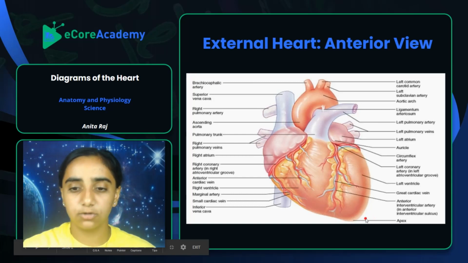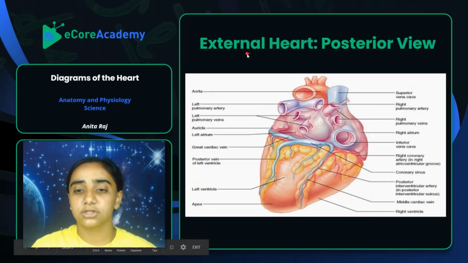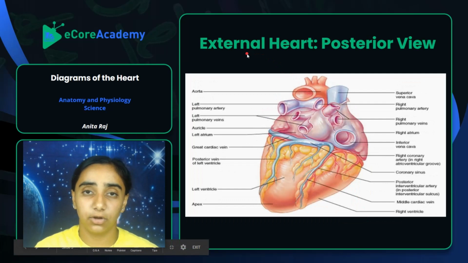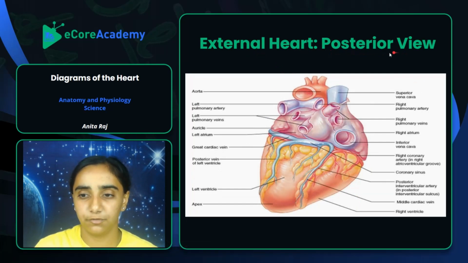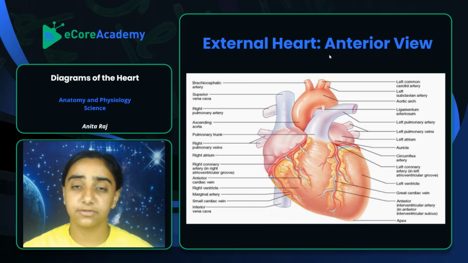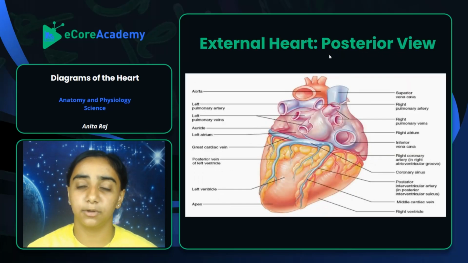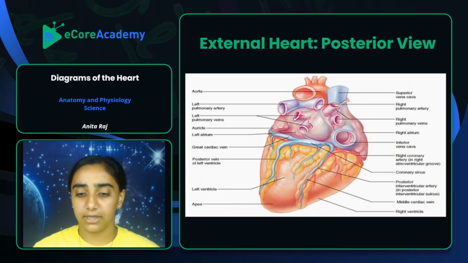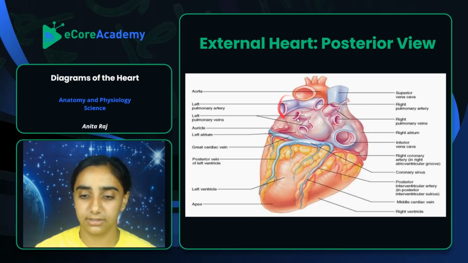Okay, so let's go to our next slide. We're doing another external view of the heart, which is the outside view of the heart. But this time we're looking at the posterior view. Posterior means behind. Before, in this picture, we were looking at the anterior, as in front view. Now we'll be looking at the posterior, as in back view. And as you can see, it looks a little bit different. We see all these little tubes and holes and things like this that we might not understand. So let's go over what these things are.